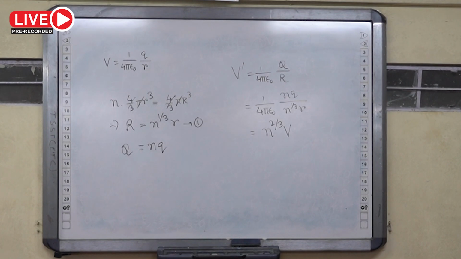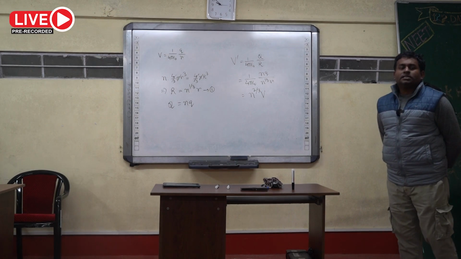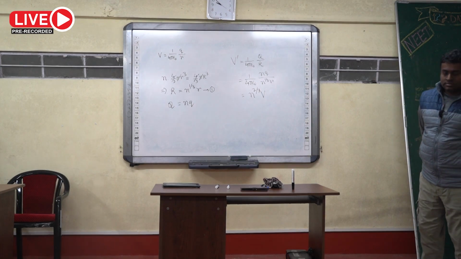So when the droplets combine to form a single drop, their radius is modified, the new radius will change. Not only that, the total amount of charge possessed by the big droplet also changes. It will now be nq, and the radius will become n to the power 1/3 r. So you cannot consider only the change in radius, you also have to consider that the total charge joins, so the total amount of charge increases.